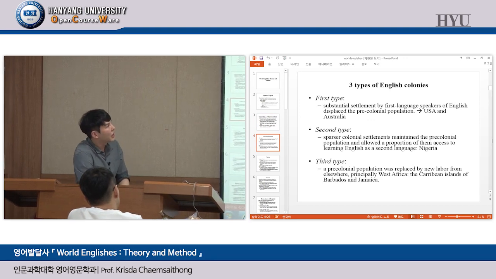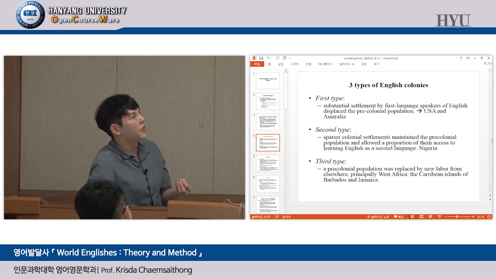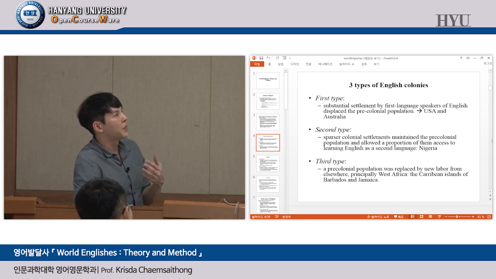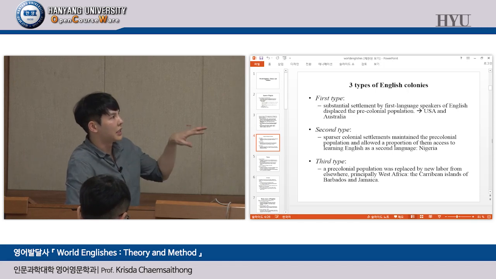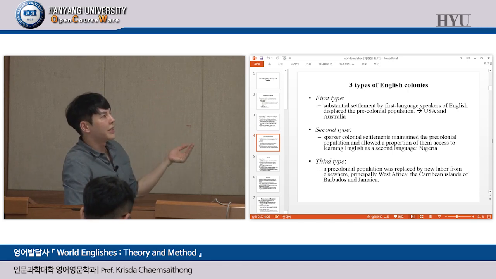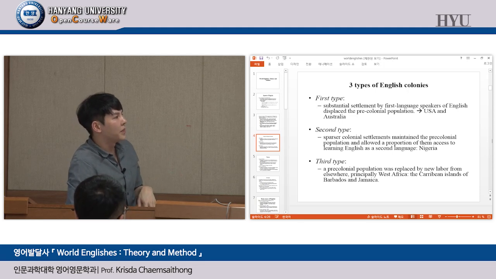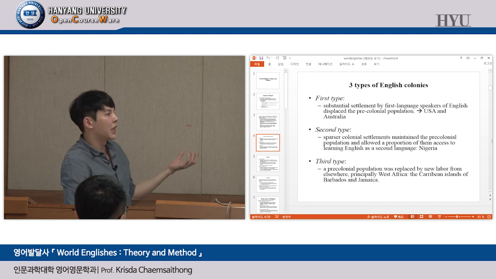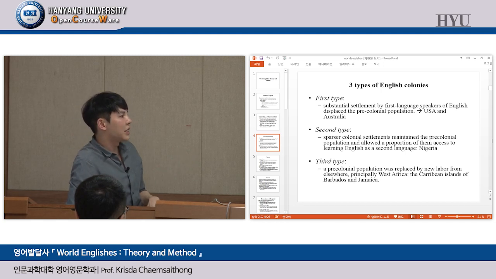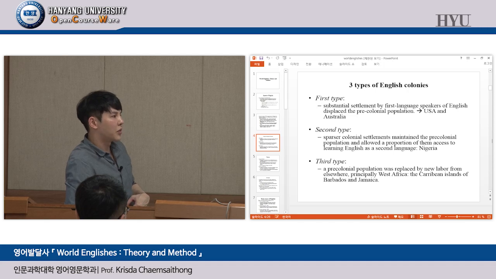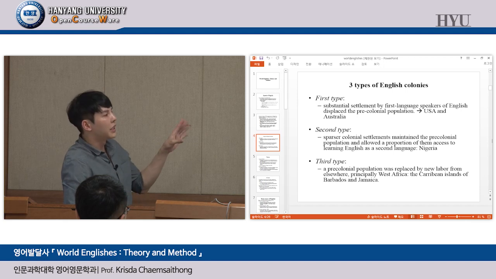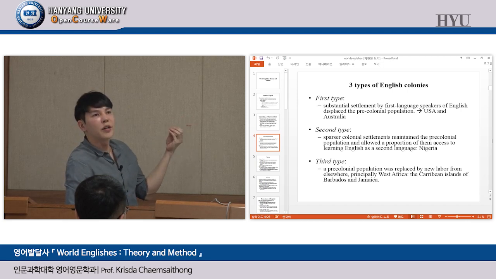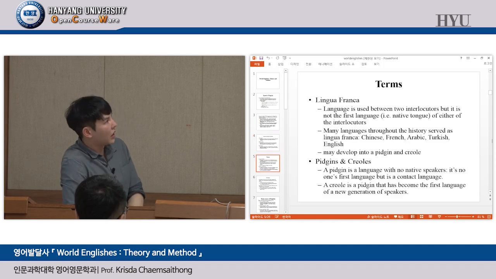So 3 types of English colonies. First type is substantial settlement by first language speakers of English displaces the pre-colonial population, right? This is the first diaspora, right? USA and Australia. And the second type is the second diaspora, right? Sparser colonial settlements maintain the pre-colonial population and so on, like in Africa, in Asia, and so on. Third type, a pre-colonial population was replaced by new labor from elsewhere in West Africa, the Caribbean, and so on, right? So this is where you would have a lot of variation, which I will talk about in a minute.